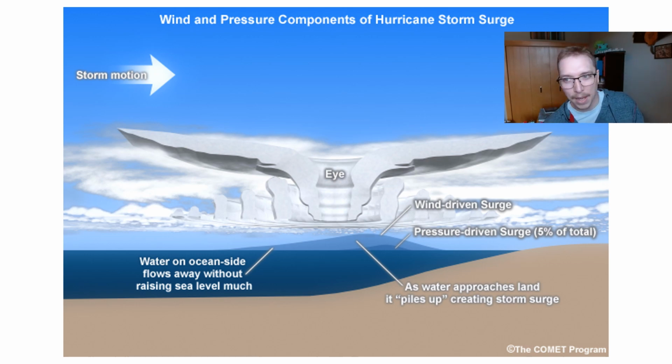So just again to show these kind of profiles here, with the storm moving in this case left to right. So water on the ocean side flows away without rising sea level much, but on the landward side, you've got about pressure-driven surge of about 5% of the total surge, and then the 95% is driven by your wind-driven surge. So causing water to basically pile up as it's getting closer and closer to land.